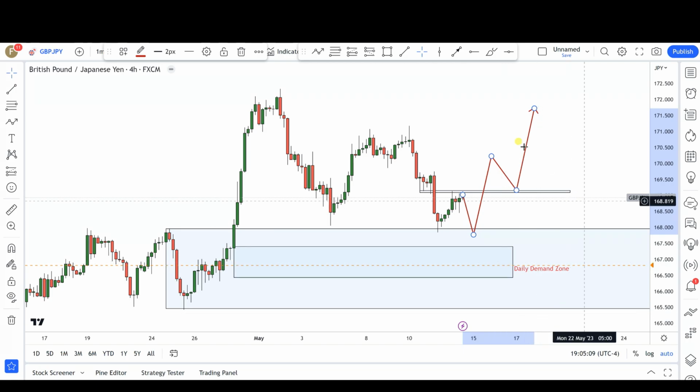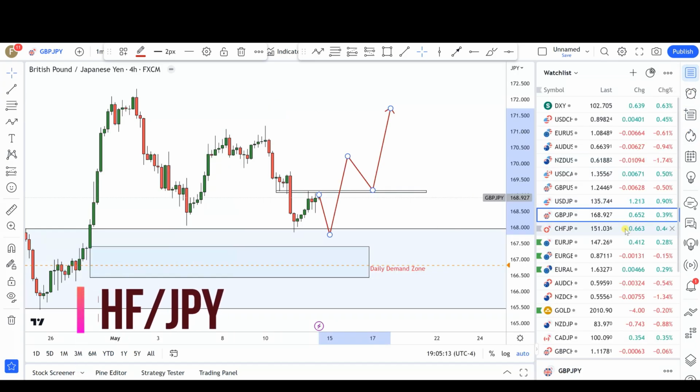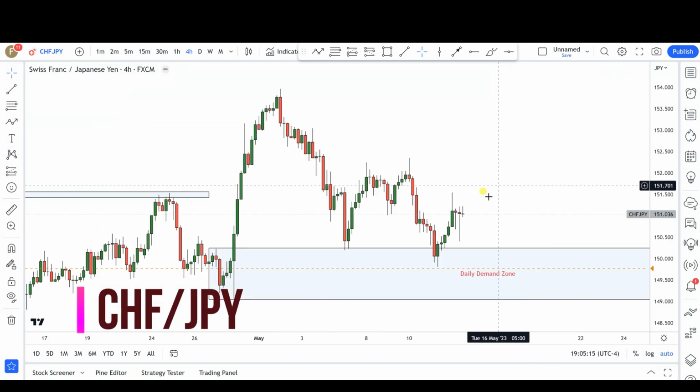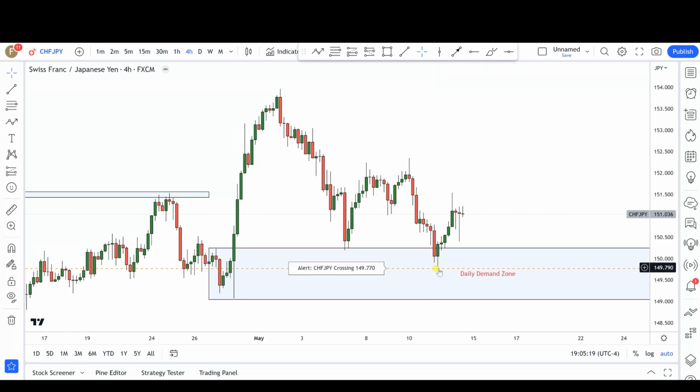That's pretty much it for British pound Japanese yen. Next up is going to be Swiss francs Japanese yen. A very nice pair. You can see this one came pretty close to my alert, but did not trigger. That's okay, and you can see that from right around that area, the market has now given us a very nice push to the upside.